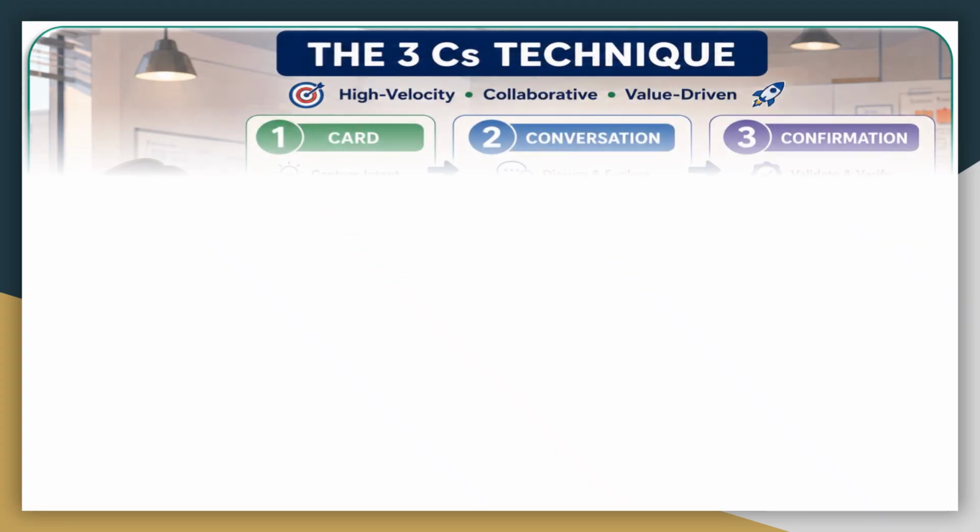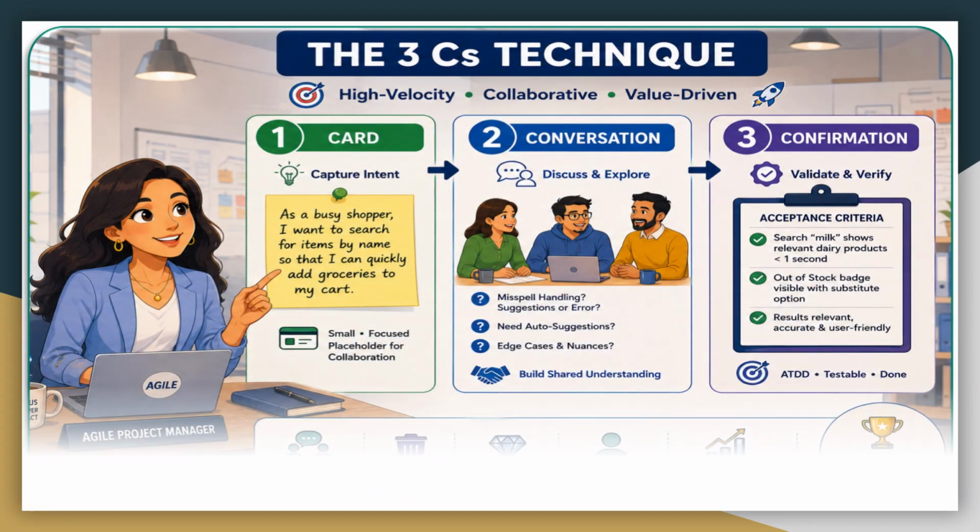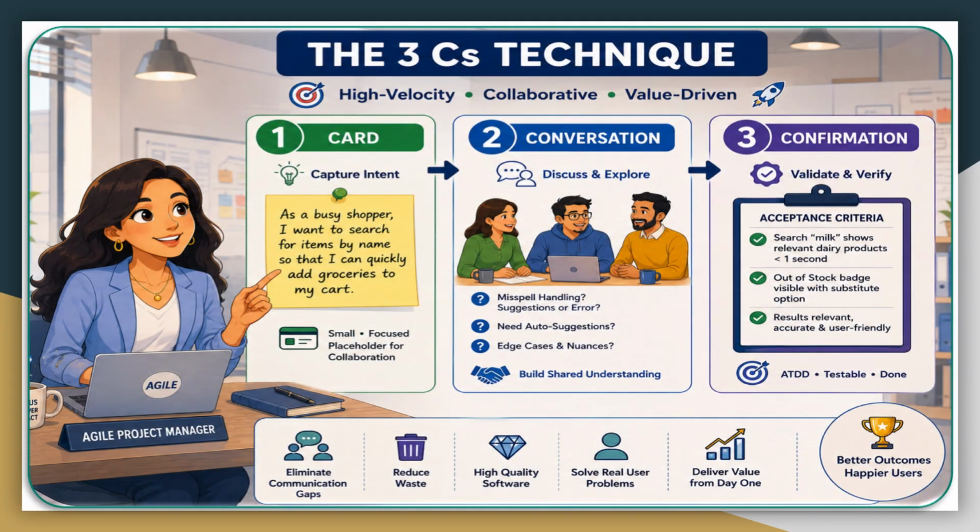Hello students. Now in this lecture, let's master Ron Jeffries' classic framework for high velocity requirements definition, the 3 C's. If you have ever seen a software project fail because the agile team built exactly what was written on paper rather than what the user actually needed, you have seen the dangers of traditional rigid documentation. The 3 C's framework shifts our focus from static paperwork to continuous high value alignment.